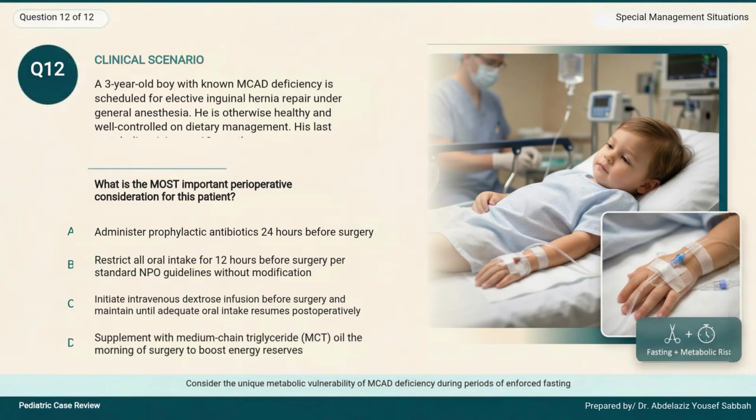Option A. Administer prophylactic antibiotics 24 hours before surgery. Option B. Restrict all oral intake for 12 hours before surgery per standard nil per os guidelines without modification. Option C. Initiate intravenous dextrose infusion before surgery and maintain until adequate oral intake resumes postoperatively. Option D. Supplement with medium-chain triglyceride oil the morning of surgery to boost energy reserves.